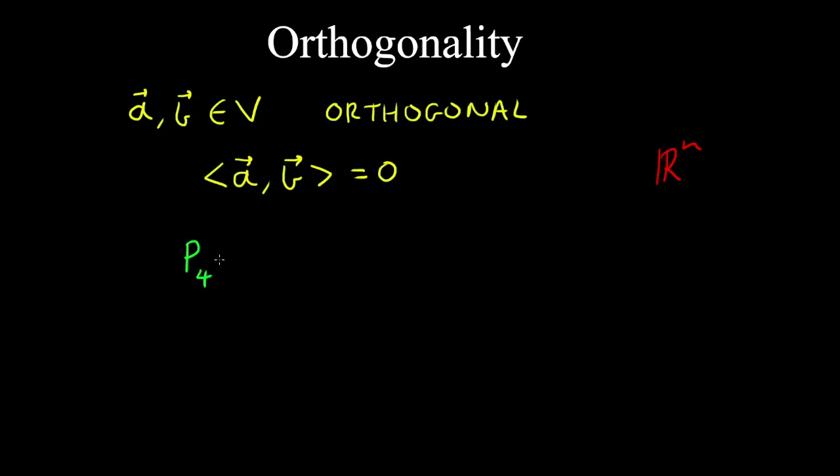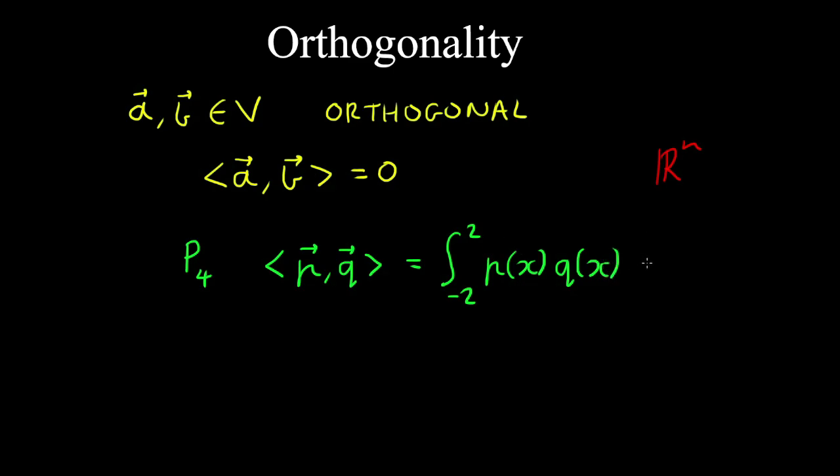if we have the vector space of polynomials with a degree less than or equal to 4, equipped with the inner product of two vectors, which is defined as the integral from minus 2 to 2 of the product of the components integrated with respect to x. So suppose P has a component x squared and Q has a component of x cubed.